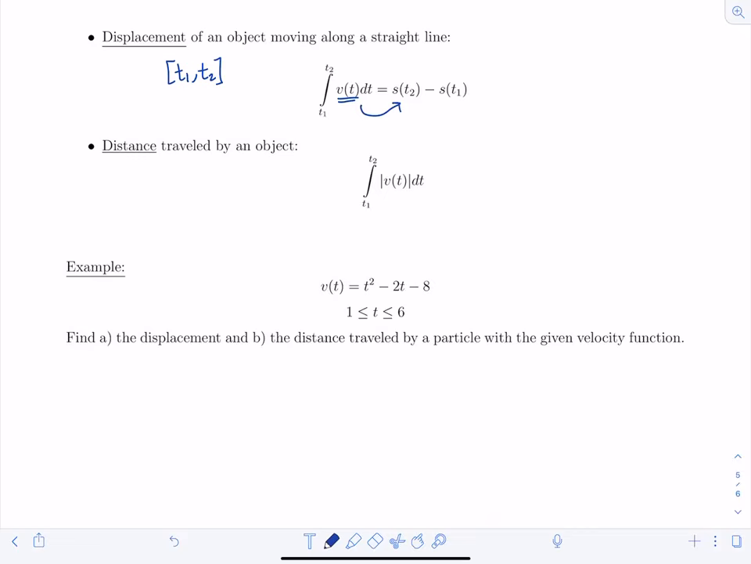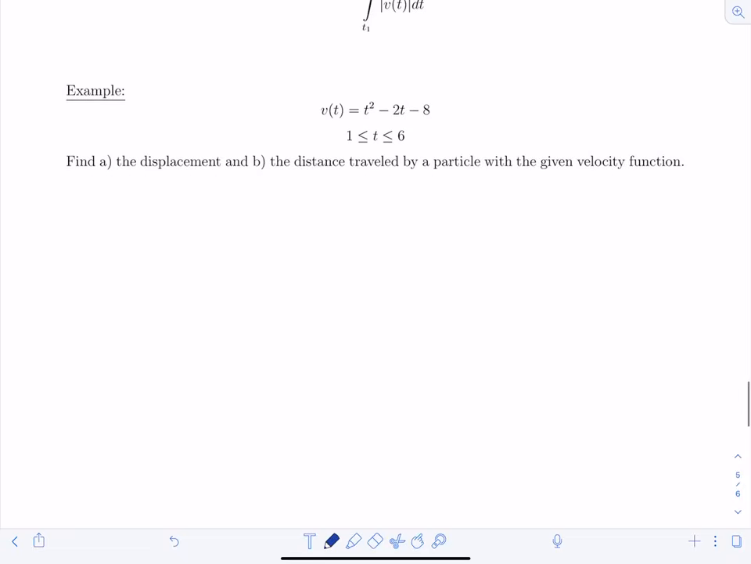So here we're going to look at our final example. I have the following velocity function, t squared minus 2t minus 8, on the time interval from 1 to 6. So the problem's asking me to first find the displacement and then find the distance traveled by a particle with the given velocity function. Okay, so let's get going. Part A, we want the displacement. So that's just going to be the integral from 1 to 6 of v of t dt. So we'll have the integral from 1 to 6 of t squared minus 2t minus 8 dt.